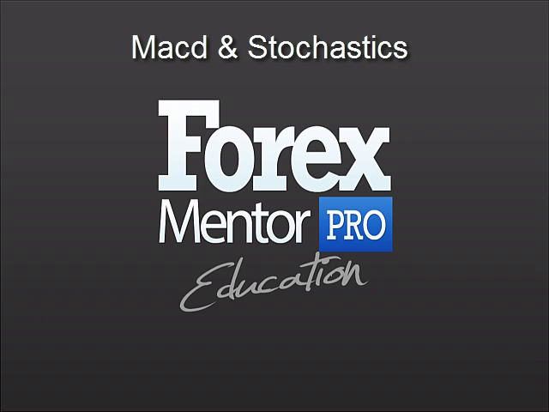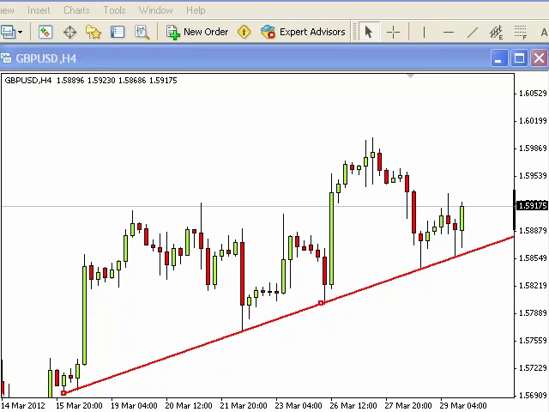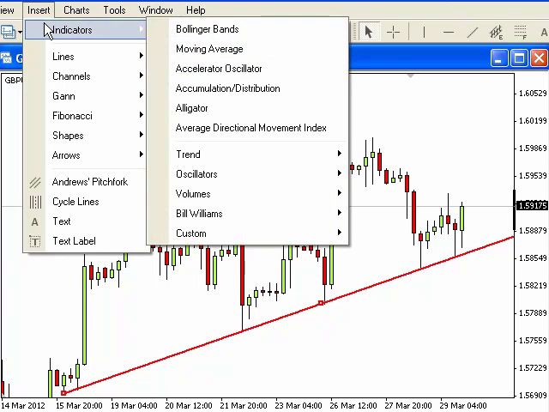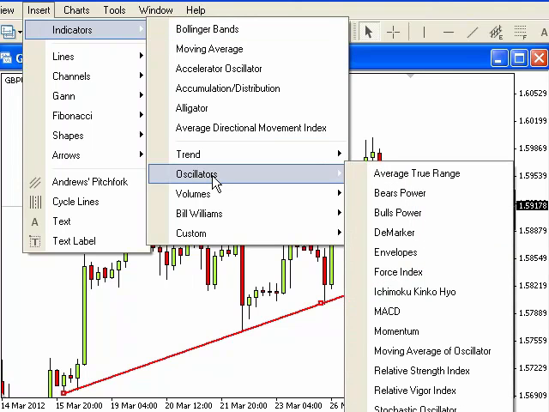The next indicator I want to show you is what's known as MACD, and I simply use MACD for what is known as divergence. To load this on your chart, on most of the indicators that I will mention from here on forwards, you go to Insert on the top row, you go to Indicators, and then depending on the type of indicator, and in this case it's an oscillator, and then click on MACD.